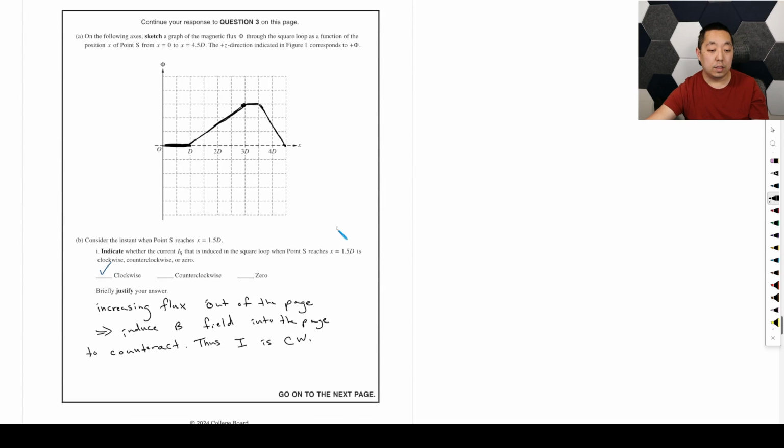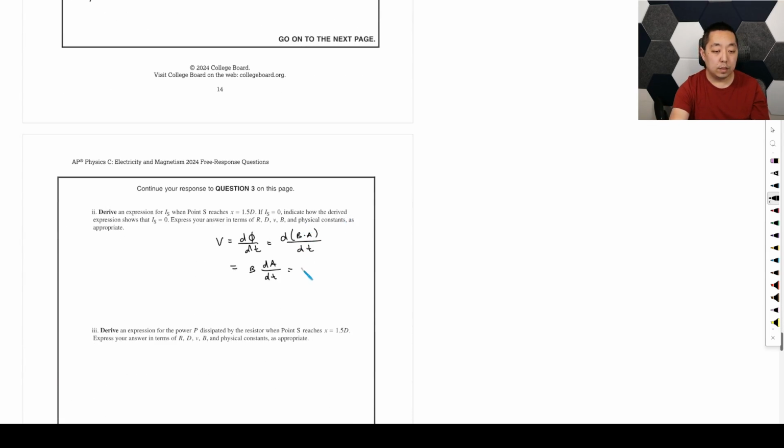right? And then, sorry, times the derivative of x times d. D is constant. dx dt is the velocity, so it's vD. So that's the voltage. And then the I is equal to V over R. So that's V times D divided by the resistance, like that.